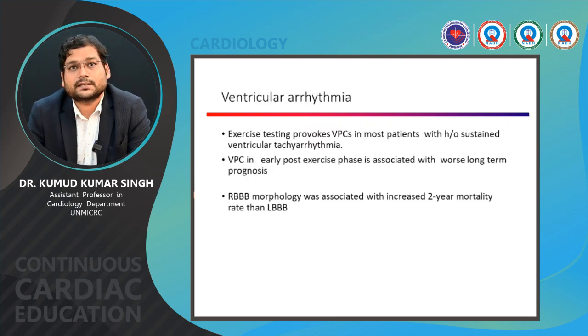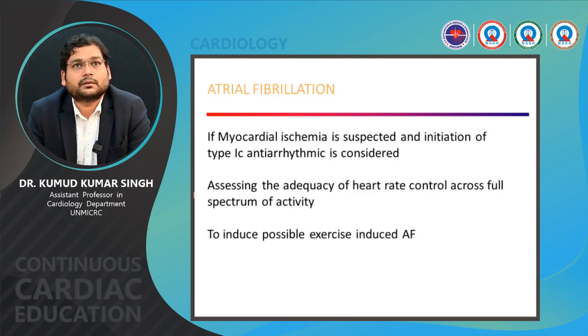Ventricular arrhythmia. Exercise testing provokes VPCs in most patients with a history of sustained VT. VPCs in the early post-exercise phase are associated with the worst long-term outcome, long-term prognosis. The RBBB morphology type of VPC was associated with increased mortality compared with the LBBB type.